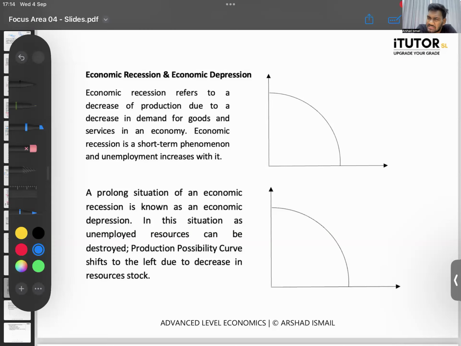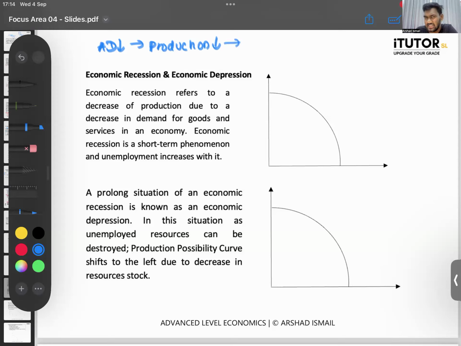So when people are not spending, what happens to the production? If people are not buying goods, will firms produce the same amount of goods? If no one is buying, no one is spending, firms will also reduce their production. So what happens in a recession? Aggregate demand comes down. People are not spending. Because of that, production comes down. Firms don't produce. If people are not buying, why will the firms produce?